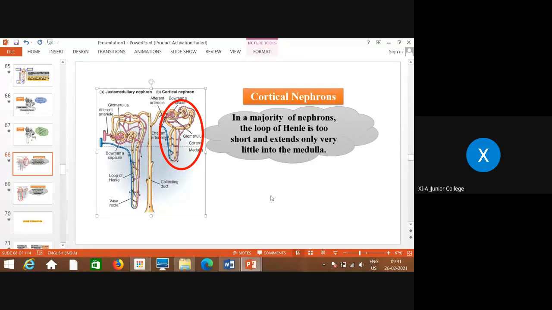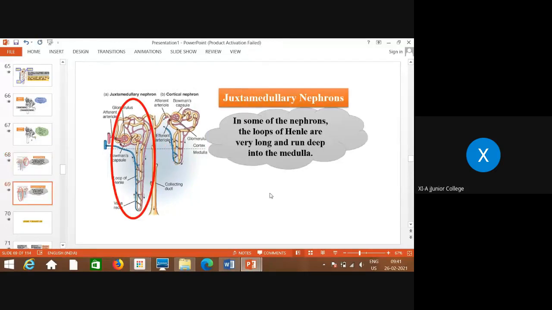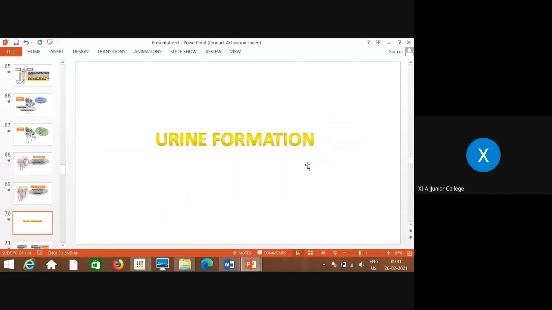Whereas when the loop of Henle is longer in length, and runs deep into the medulla, those nephrons are called juxtamedullary nephrons. So these are the two main types of nephrons. Now we'll talk about urine formation.